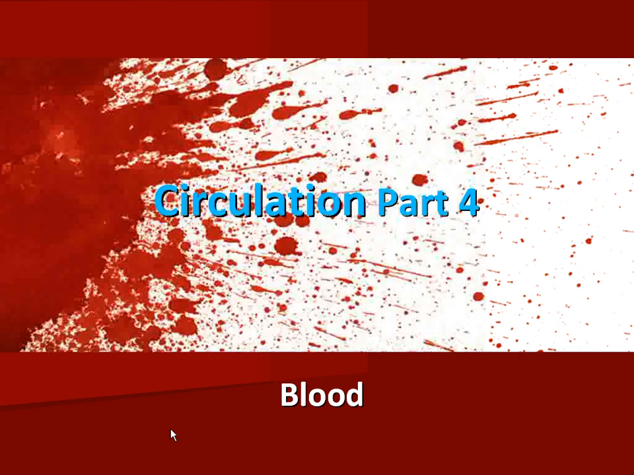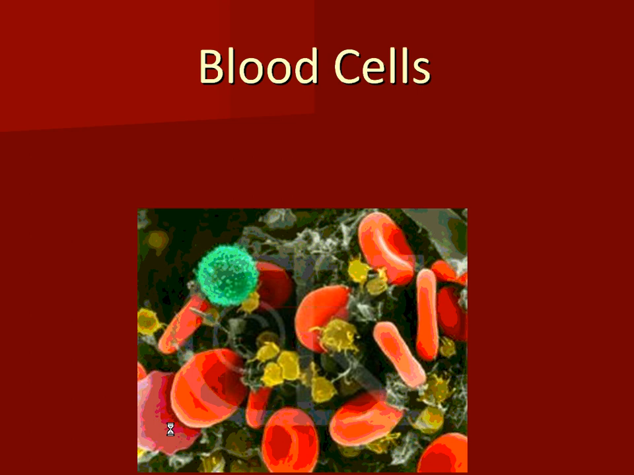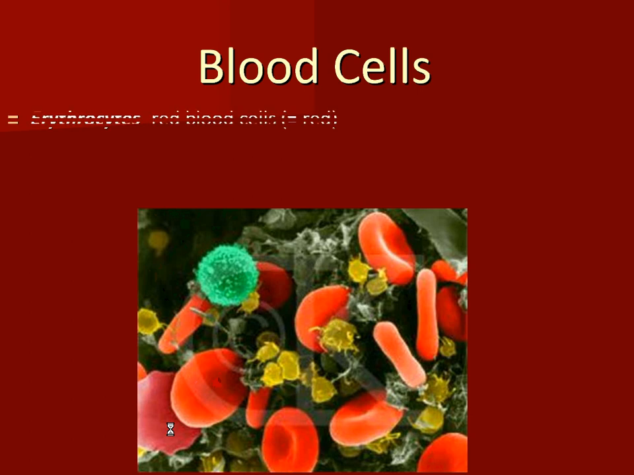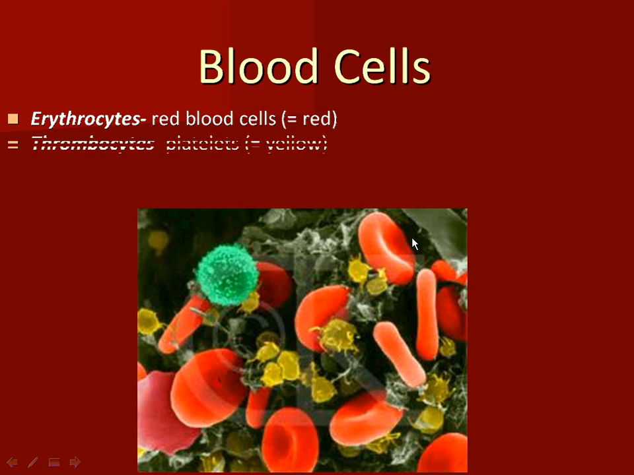Some blood splatter. So circulation part 4, looking at blood. The different kinds of blood cells that make up what we call blood. There are red blood cells. Their scientific name is erythrocytes. And in this picture, we are talking about these little guys right here. That's a sideways view. Remember, they kind of look like donuts without the middle cut out fully, just sort of sunken in the middle. So those are erythrocytes, red blood cells.